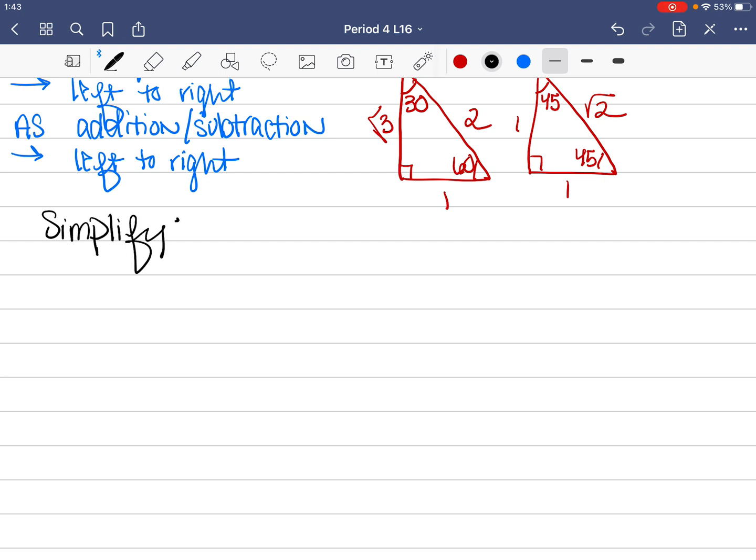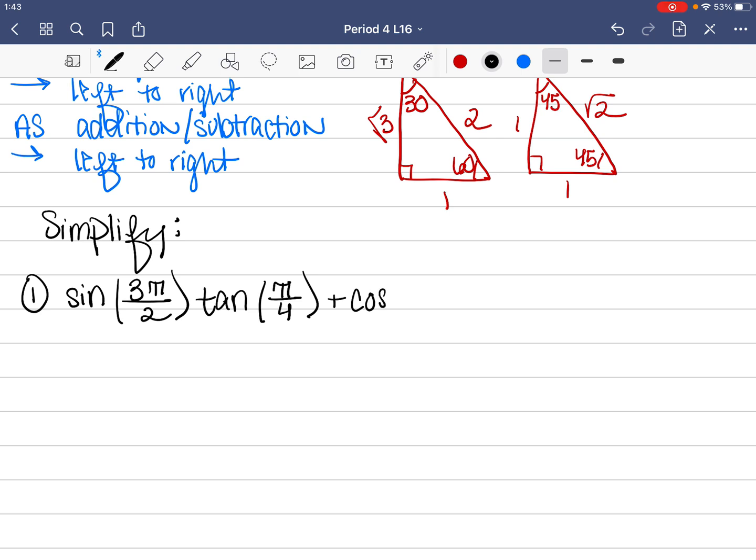And we're going to start off here with number 1. And we're going to be simplifying sine of 3 pi over 2 times tangent of, let's see, pi over 4 plus cosine of negative 5 pi over 3.